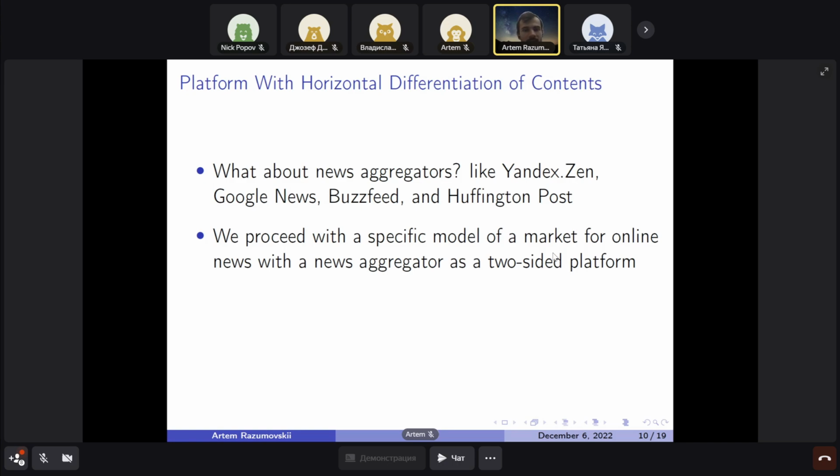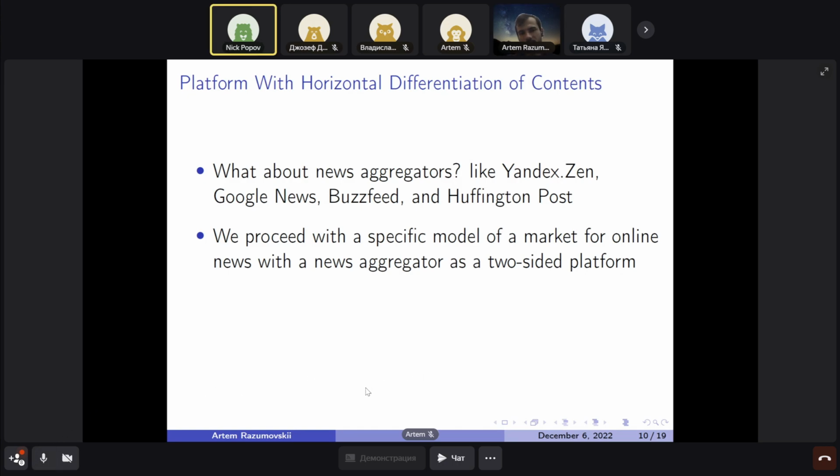So then, firstly, can someone briefly remind me why a news agency is a two-sided platform? One side viewers, another side advertisers. Yes, so that's about news agencies. And now, what does the news aggregator do?